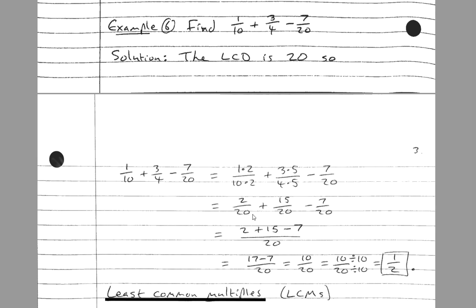Now we have like fractions, so everything's over 20. 2/20 plus 15/20 minus 7/20. So that's 2 plus 15, 17, minus 7 is 10. So 10 over 20, and yeah, don't leave it like that. That simplifies to 1/2.